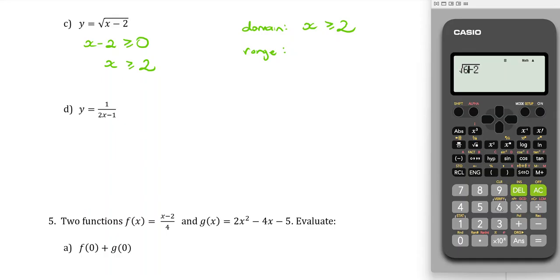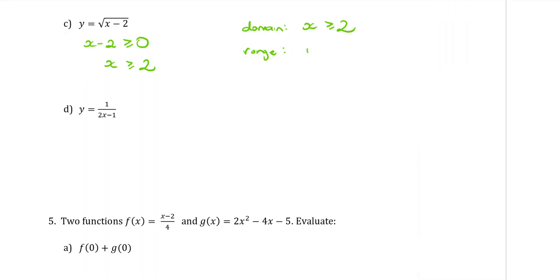So let's say we went up to 6. And it's going to be getting bigger, or we go up to 10, or let's go even bigger, let's go up to 20. And the y values are going to start getting bigger. So the smallest value for y that we're ever going to be able to get was when x was equal to 2, which gave me 0. So my range is y is greater than or equal to 0.